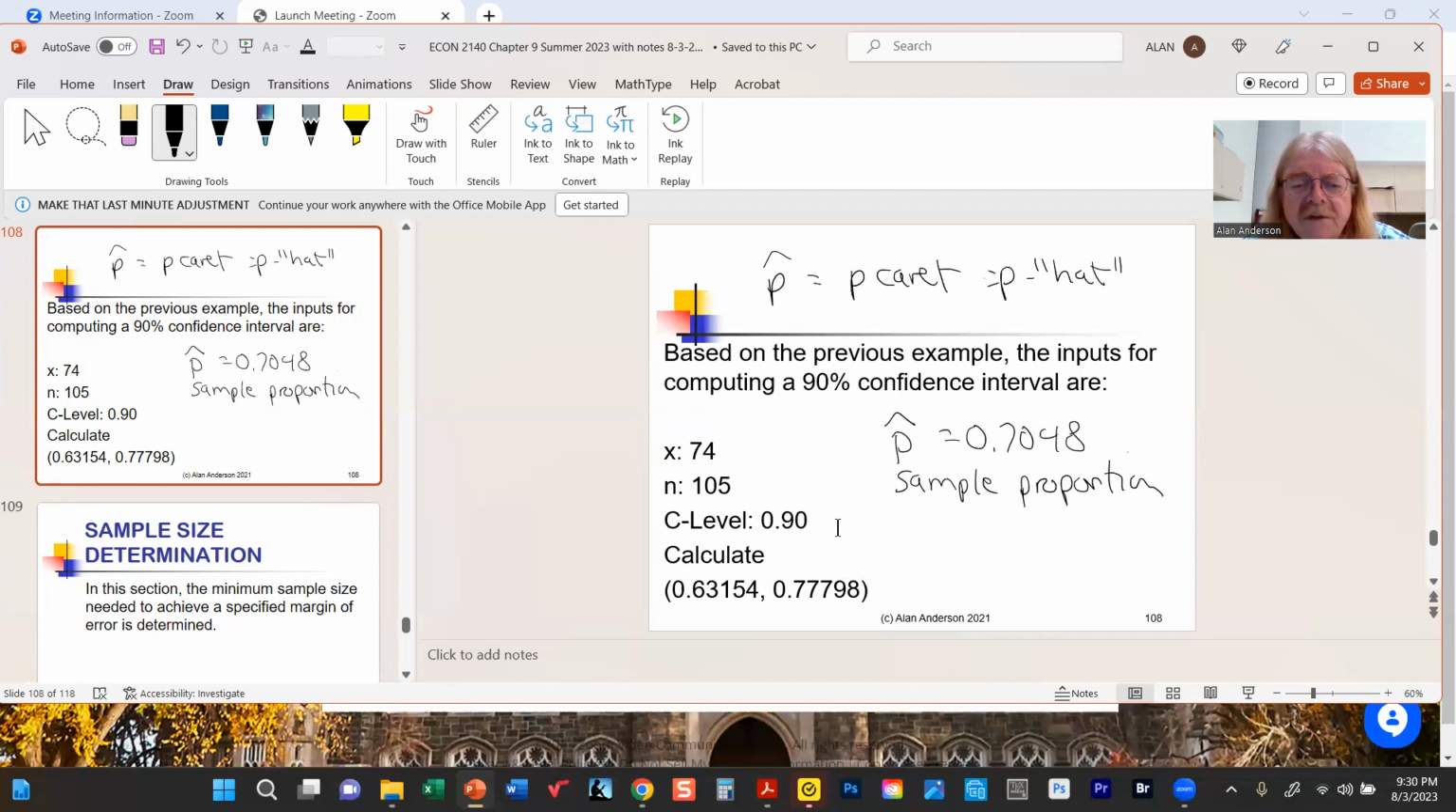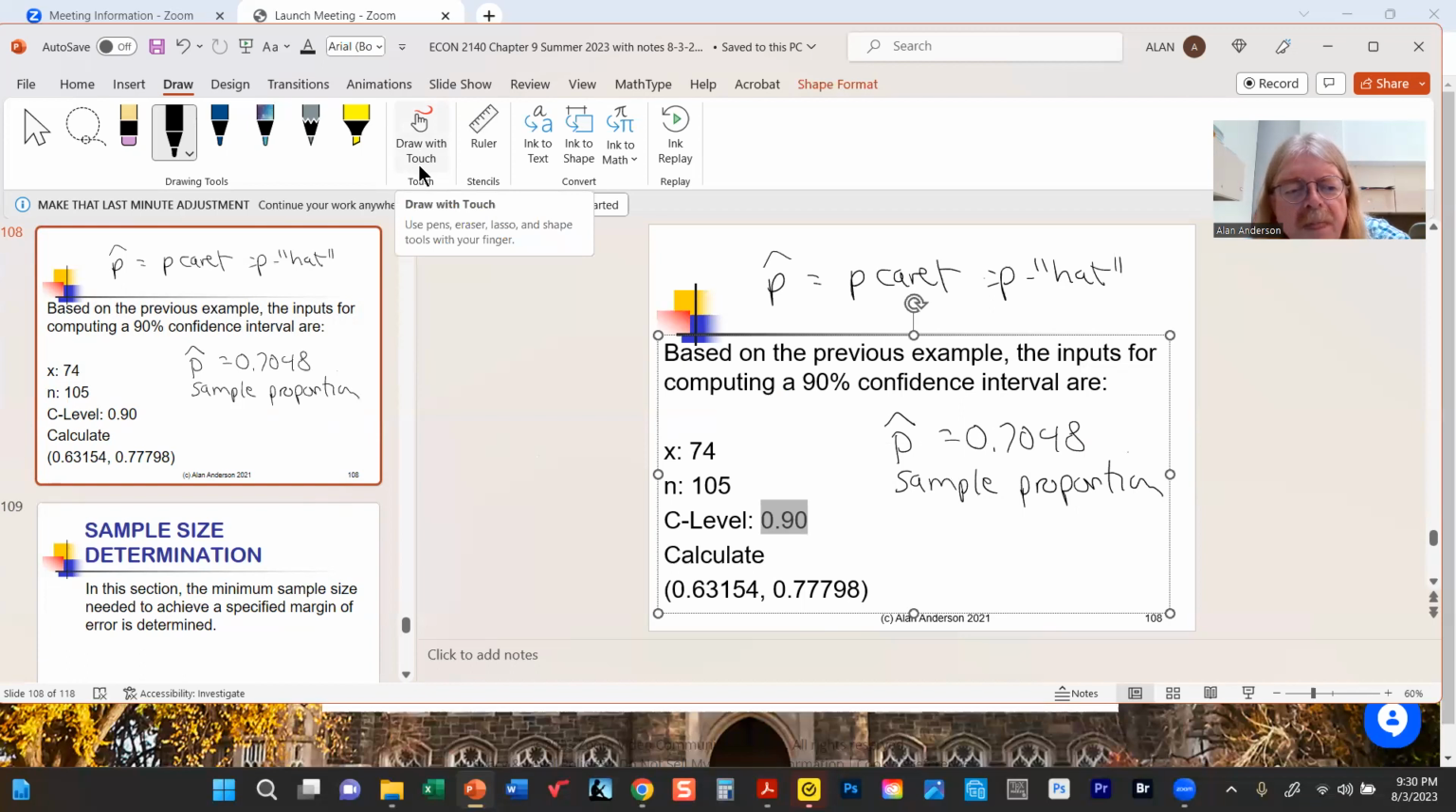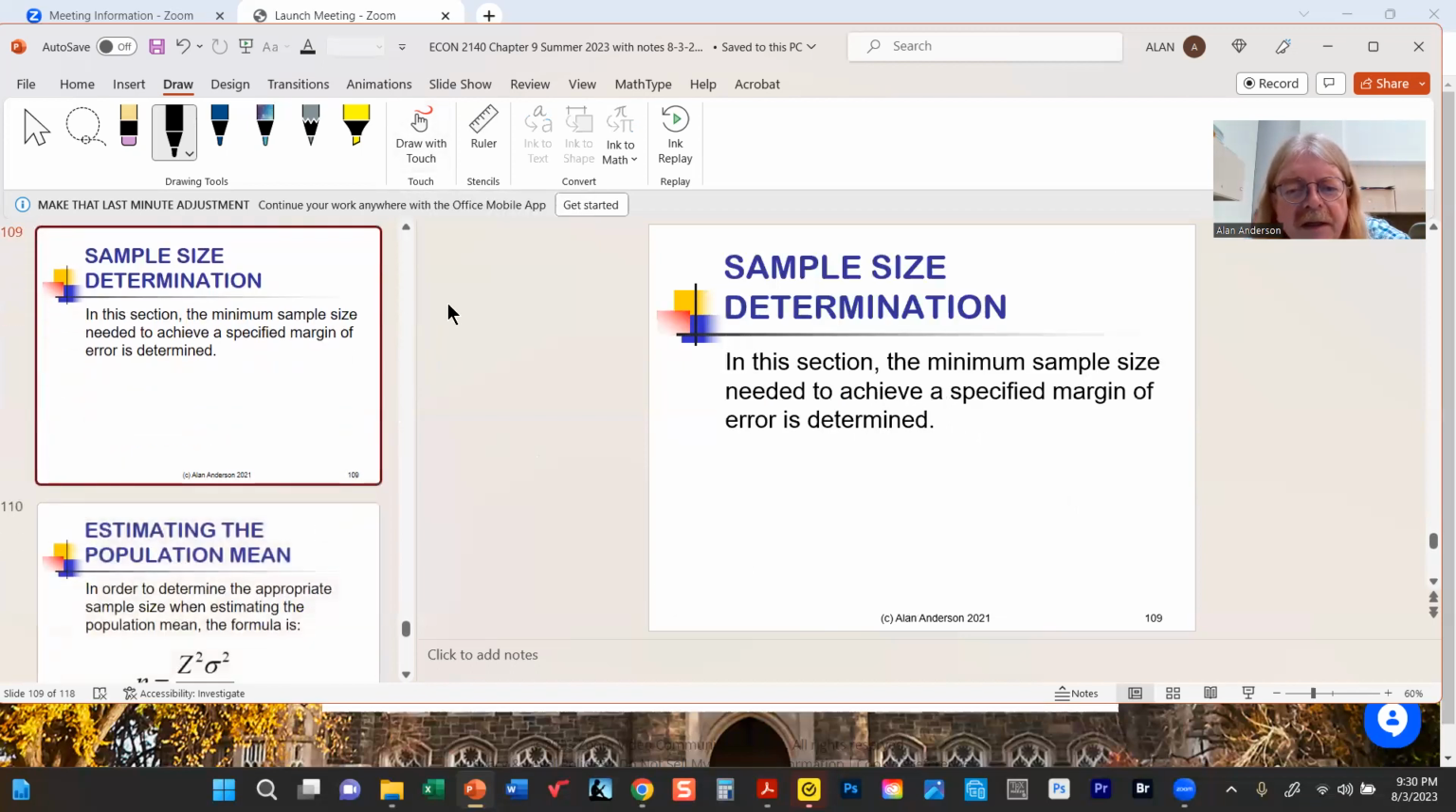And of course, I could easily change my confidence level just by switching C level, and I wouldn't have to change anything else. All right, now there's one more topic here we want to consider in this chapter. And this is something we haven't thought about before, but in every problem we've looked at, we were given the sample size, but keep in mind that when we choose samples, it's possible that we have some control over the size of the samples that we can pick.